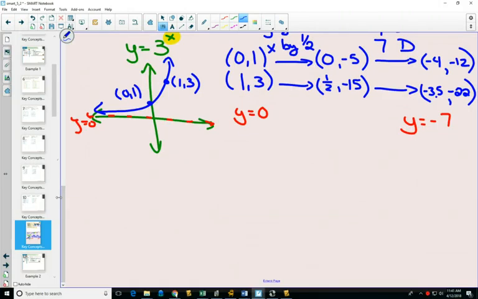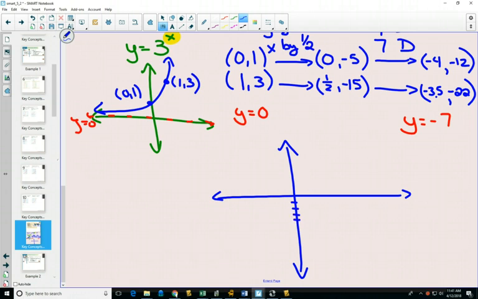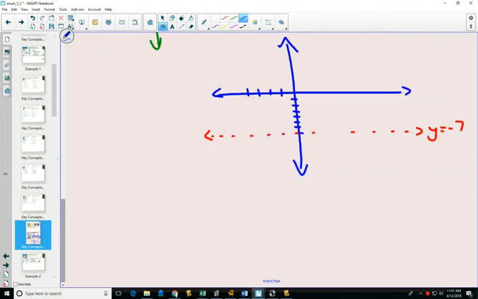As a result, what does our graph look like? I'm going to start by drawing my asymptote at y equals -7. I'm going to label my points 4, -12, and -3.5, -22. Estimate where that'll be.